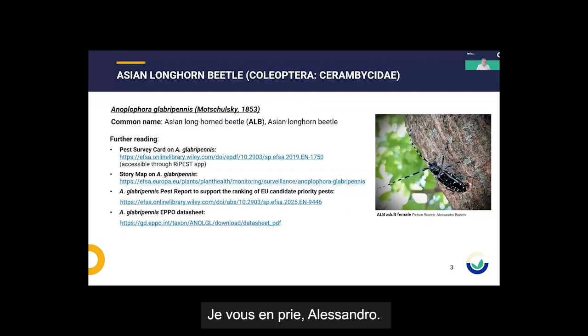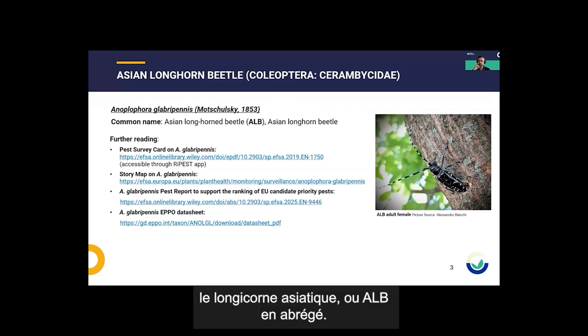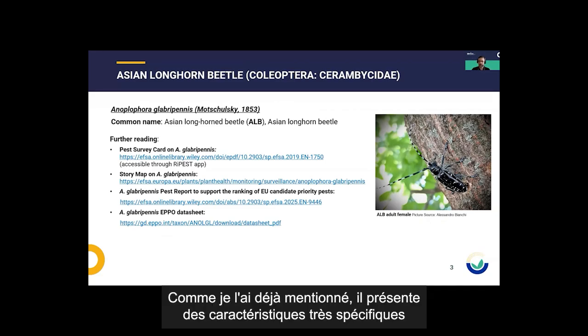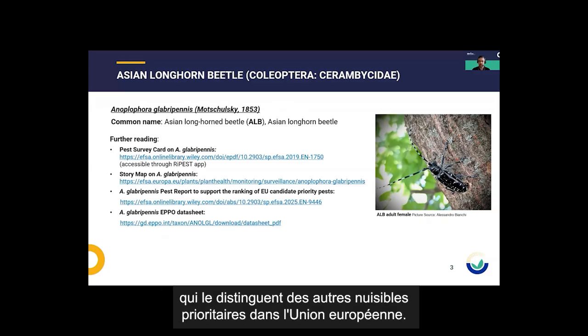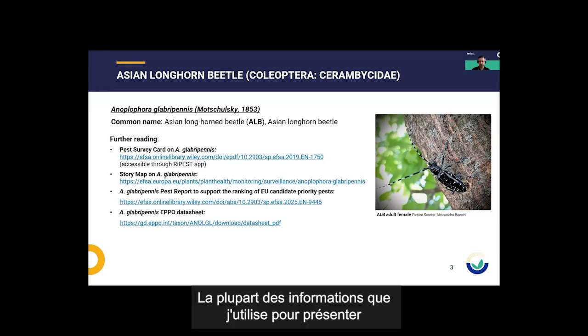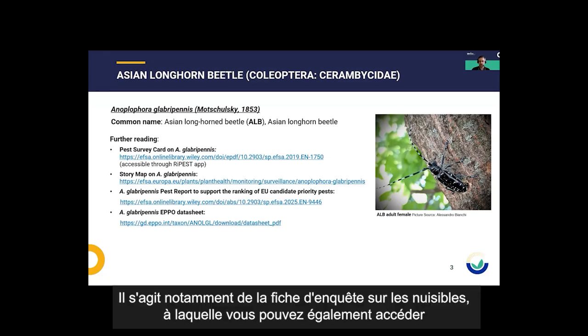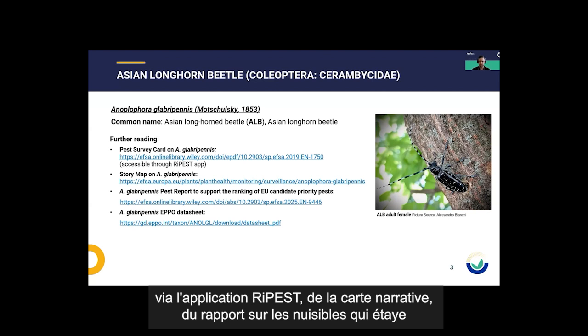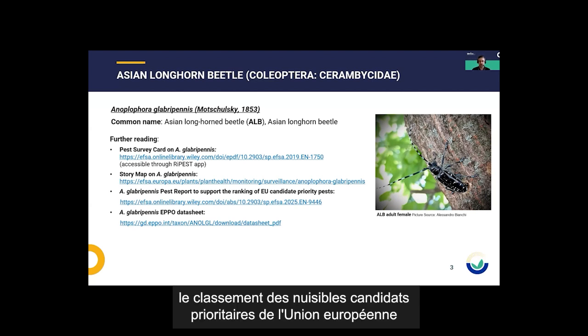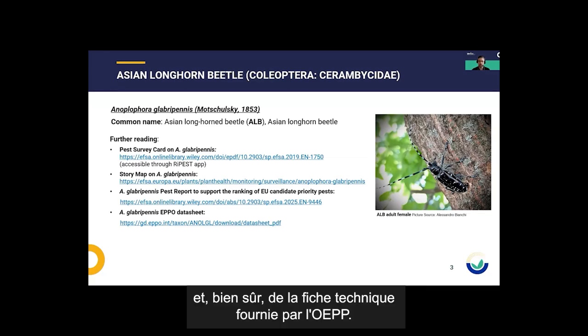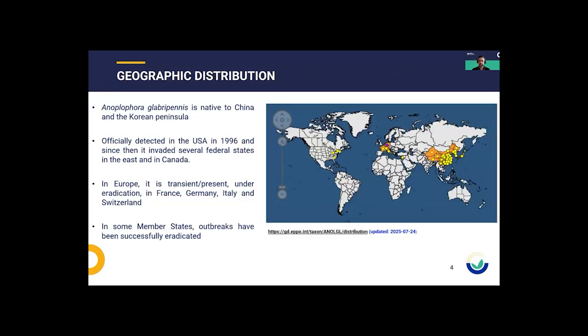Go ahead, Alessandro. So, this is our pest, the Asian longhorn beetle, or ALB for short. As I mentioned before, it has some very specific traits that make it different from other priority pests in the European Union. Most of the information I'm using to introduce the pest comes directly from EFSA resources: the pest survey card, which you can also access through the RIPEST app, the story map, the pest report that supports the ranking on European Union candidate priority pests, and of course the datasheet provided by EPPO.